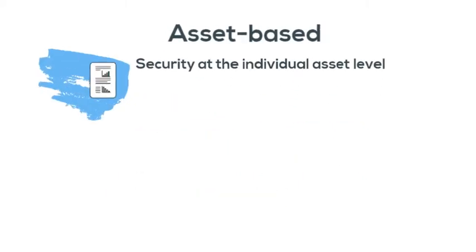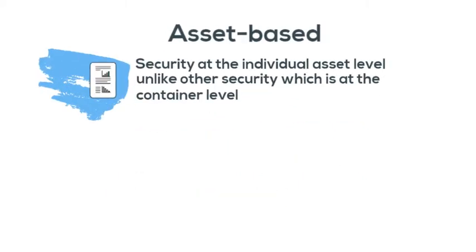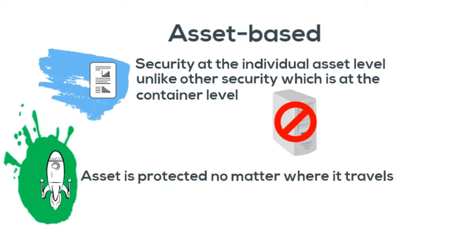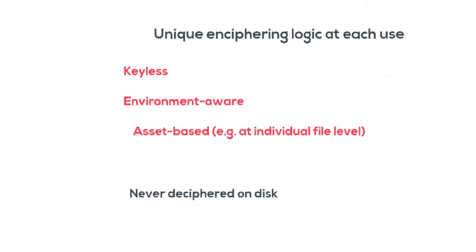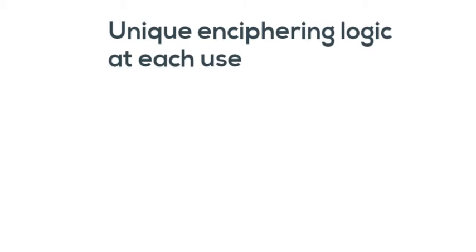Asset-based means security is at the individual asset level. This is different from other security, which is container-based, which does nothing to protect the individual assets, leaving them completely defenseless when the container is breached. With asset-level protection, the asset is protected no matter where it travels, what operating system it's on, or who's in possession of it.